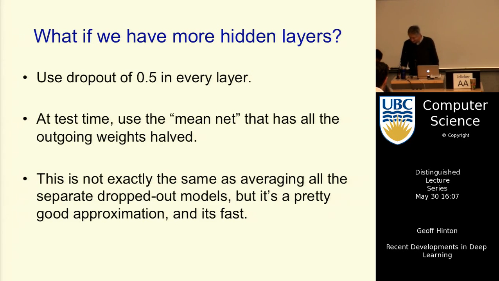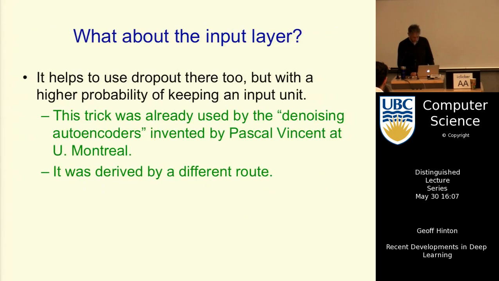Okay. You leave out 50% of the units in every layer. And then at test time, you halve all the outgoing weights. It's not exactly the same as computing the geometric mean of all the models anymore, but it's a close approximation, and it works just fine. You can also leave out things in the input layer, and that helps too. That technique was already invented by Pascal Vincent at the University of Montreal and his collaborators. They got to it by a different route, but leaving out random inputs is also a very good regularizer.